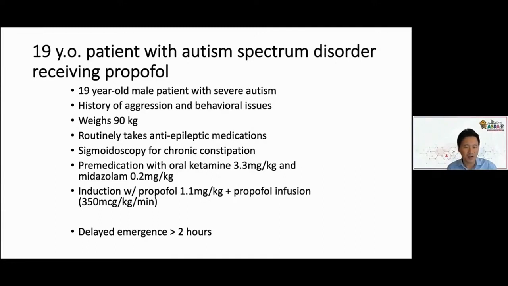And then he's also 90 kilograms and has a history of aggression and behavioral issues, also suggesting maybe a higher anesthetic requirement. So that's tough. You need more medication, but it's a really short case. So what do you do? What they decided to do was to pre-medicate with oral ketamine and midazolam, and then they induced with 1.1 milligrams per kilogram of propofol, and then maintained an infusion of propofol of 350 micrograms per kilogram per minute, which is a lot, right? That's like maybe 3-4 times the maintenance dose for a typical adult.